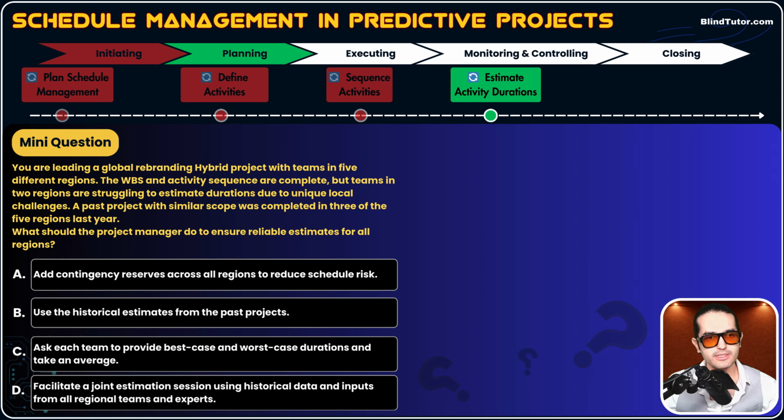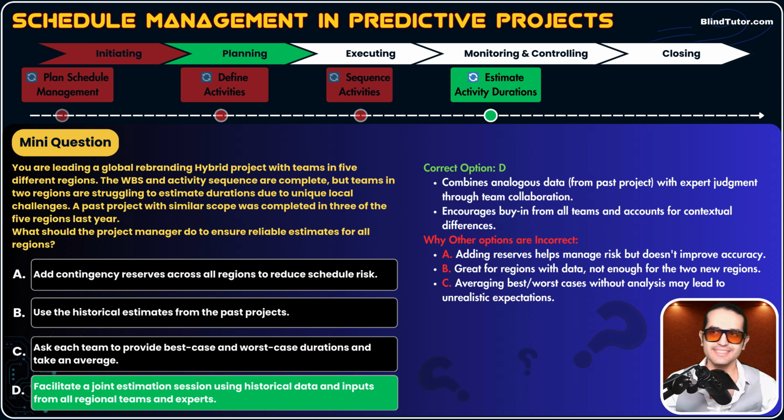The correct option is, guys, D. What's D? D says facilitate a joint estimation session using historical data and inputs from all regional teams and experts. Guys, option D combines three concepts. First of all, remember, this is just one project. Although we have five regions included in that one project, at the end of the day, it is one project. Option D says, hey, facilitate a joint estimation session.